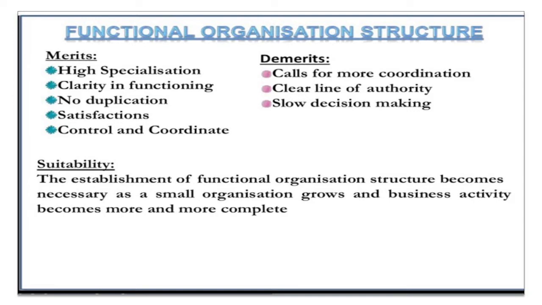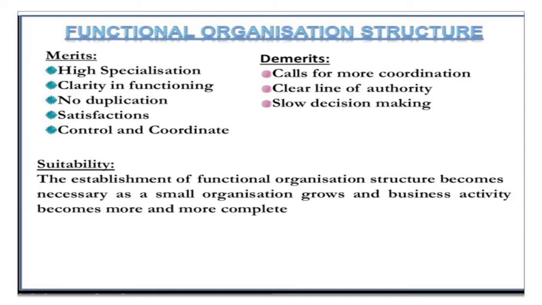Control and coordination is very much possible because all the people are working in the same function. Demerits: it calls for more coordination. People with some specialization feel alone or rigid, and they don't coordinate with the other functional departments. And with a clear line of authority, there is slow decision making. Decision making depends upon more people.